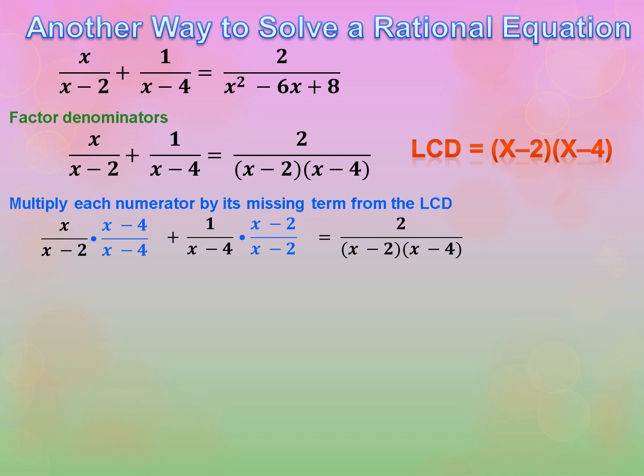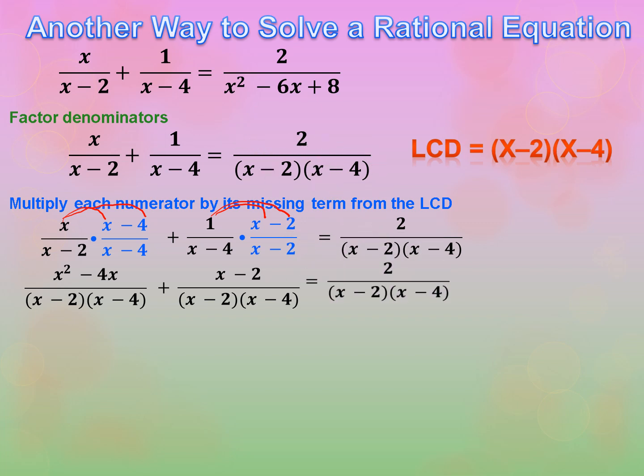Okay, so now I need to clean up that numerator. So I'm going to distribute the x to the x minus 4, and then I'm going to distribute the 1 to the x and the minus 2. So the first term becomes x squared minus 4x. The next term becomes x minus 2 over x minus 2 times x minus 4. And then this other one on the other side of the equal sign stayed the same.